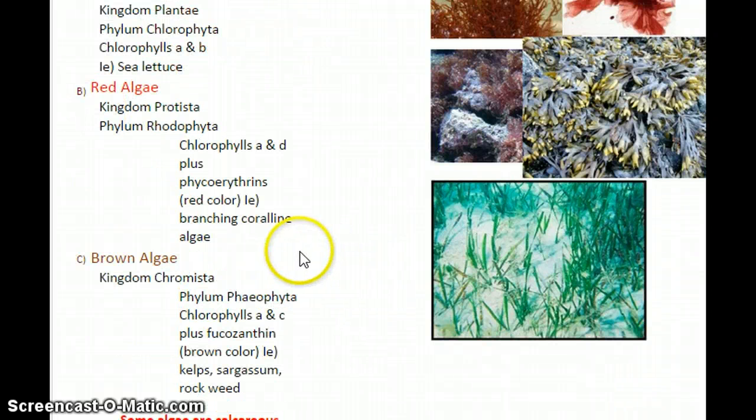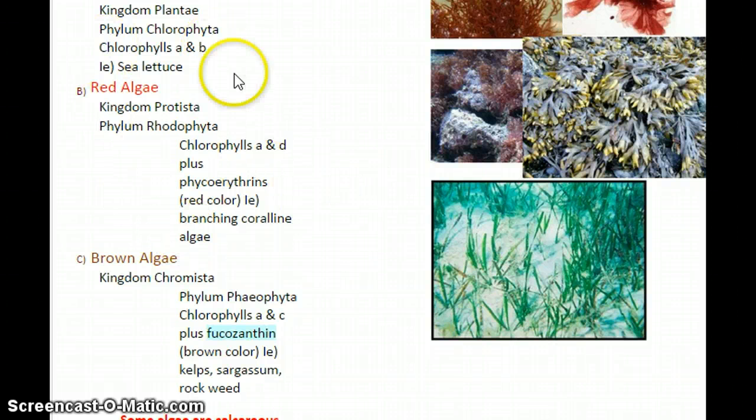The last type is brown algae. This is kingdom Chromista, so this is also in a separate kingdom, and also has chlorophyll A, but instead also has chlorophyll C, and a different type of pigment that gives it its brown color. So fucoxanthin gives it its brown color. This includes kelp and sargassum and rockweed. So here's some giant kelp that you see here, and a little bit of rockweed here in this picture. And so those are both types of brown algae.